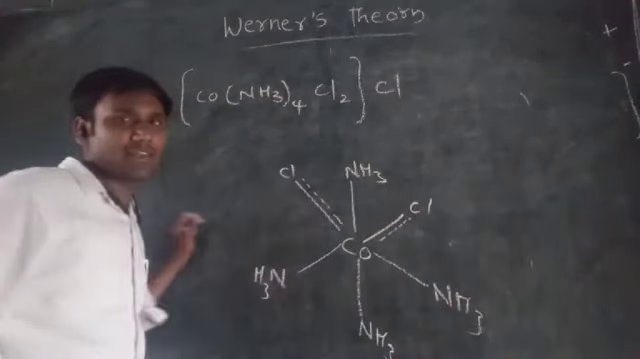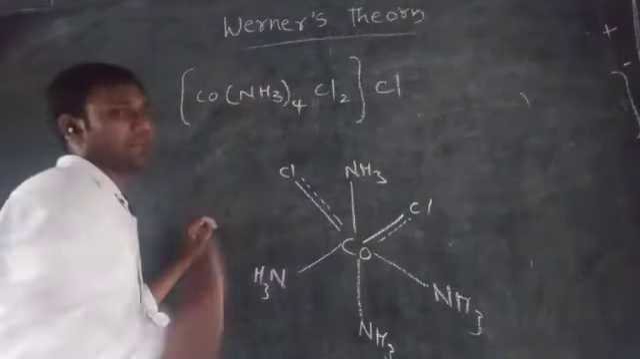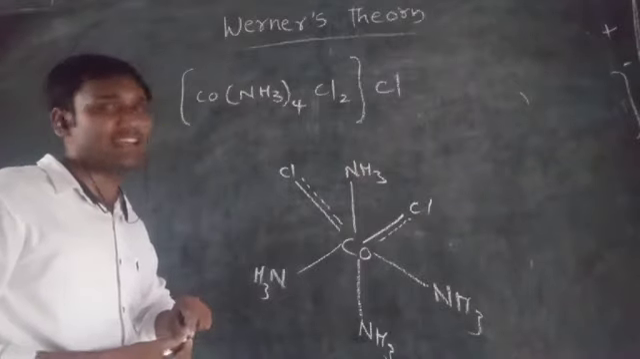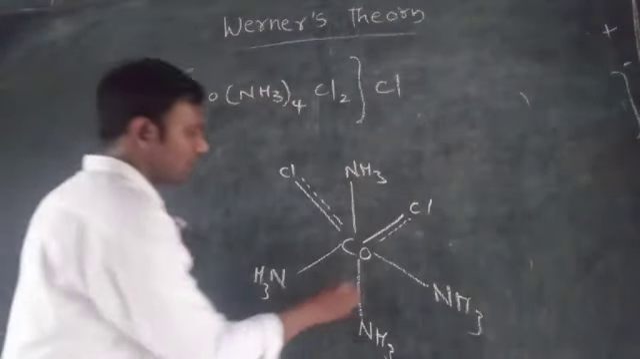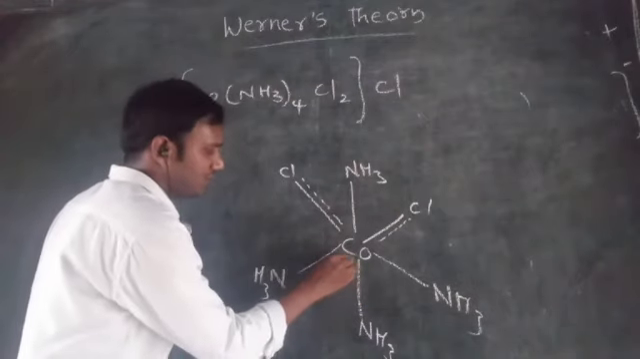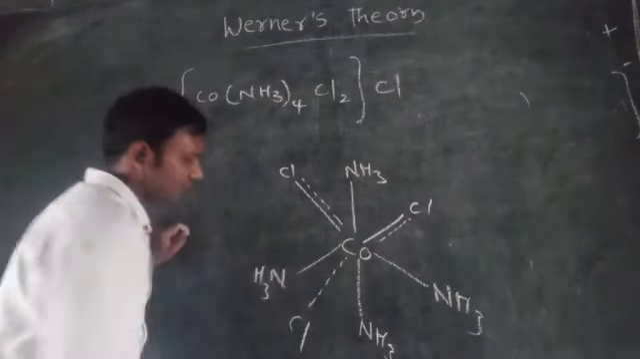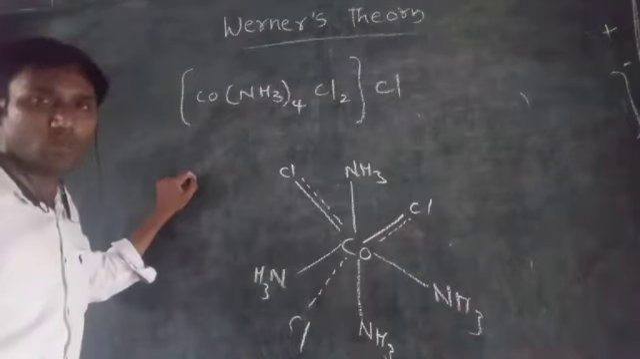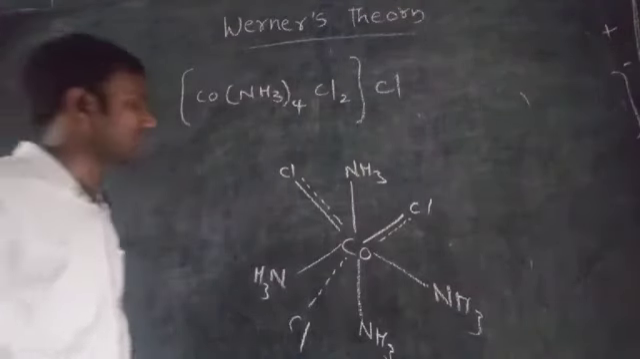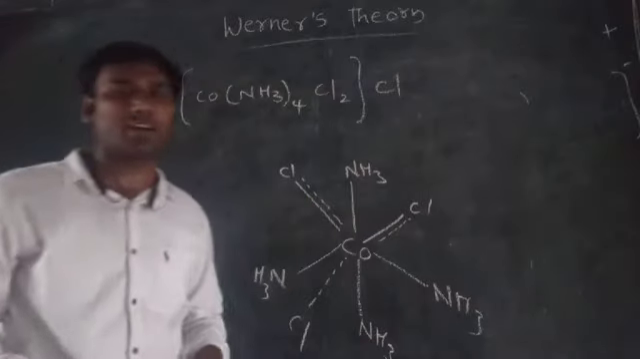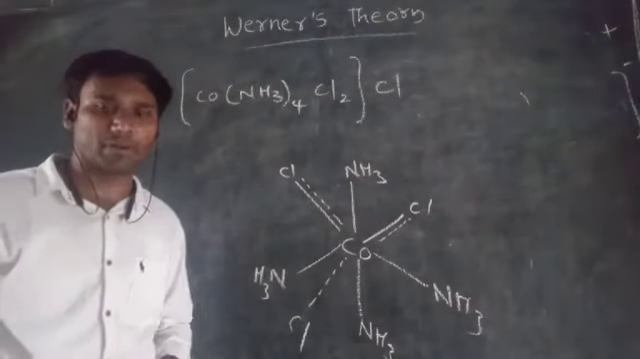One more chlorine is there. Where is it? That is outside the sphere. The ion outside the sphere is generally satisfied by the primary valency. So the one chlorine I am writing here with a dotted line. This is the structure of this complex. Now, coordination number 6 means what is the geometry of this molecule? Octahedral geometry.